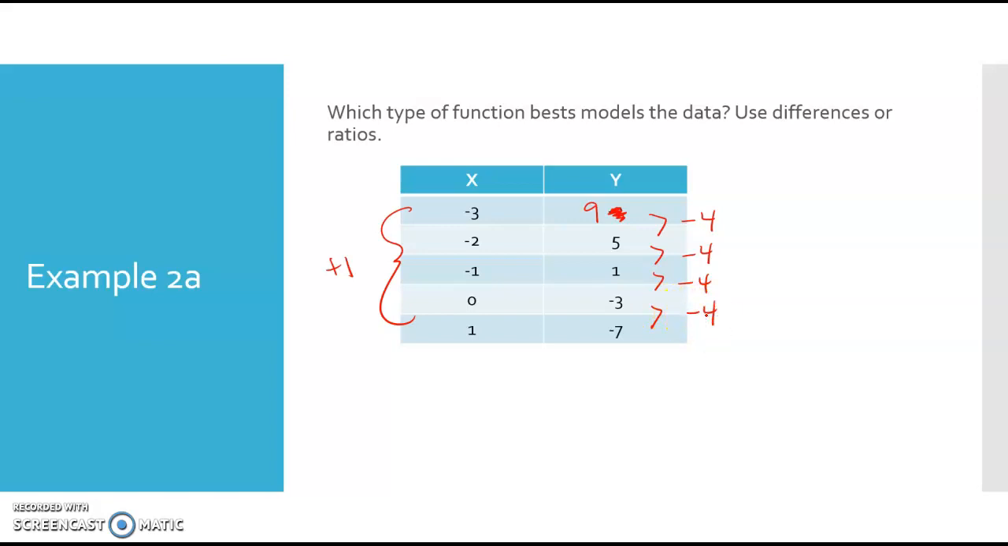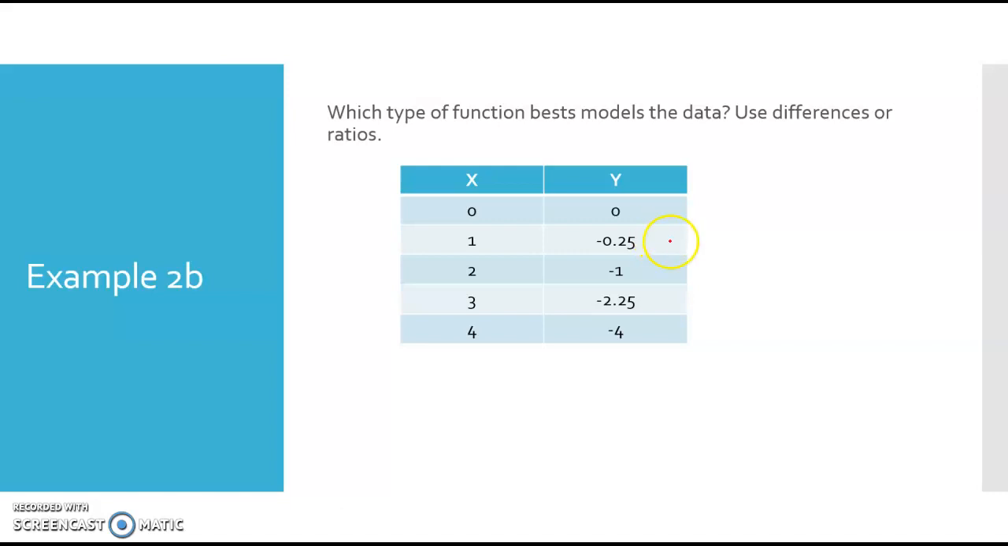And so this one has a first common difference. The reason this was supposed to be a 9 is I copied the table from a different one and forgot to change that number. But we have that common difference of -4. And so since we have that common difference, this is linear. Okay, and again, it's that first common difference that makes it linear.